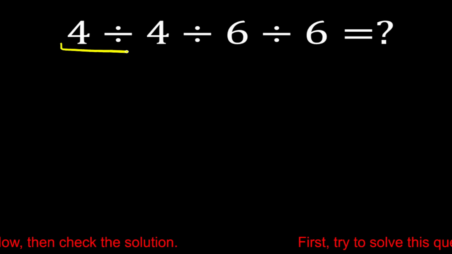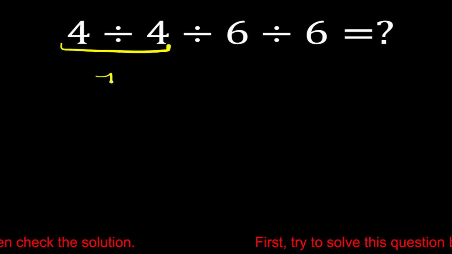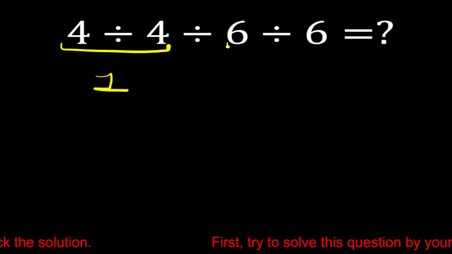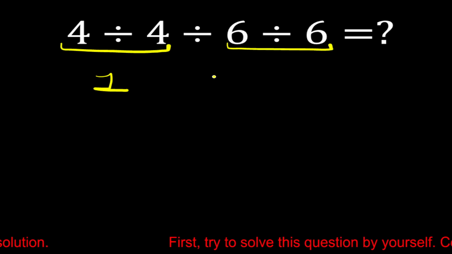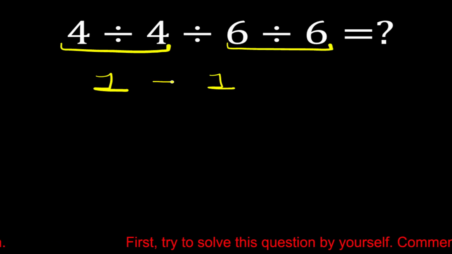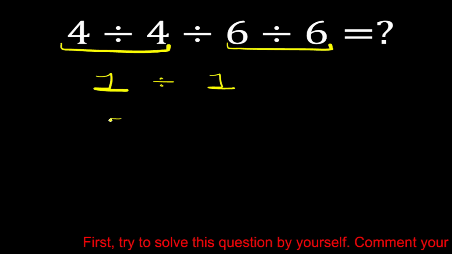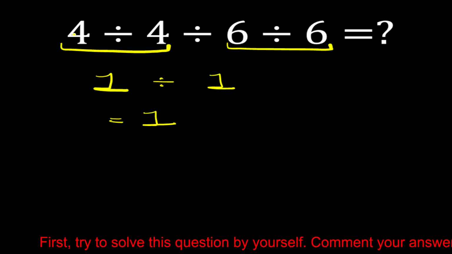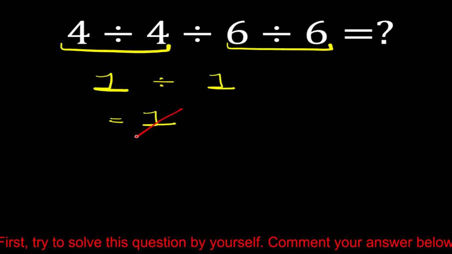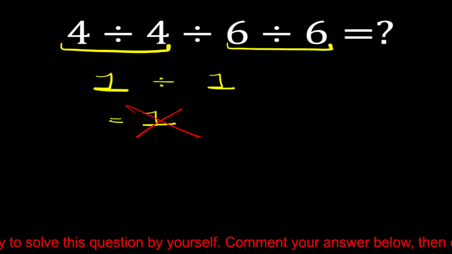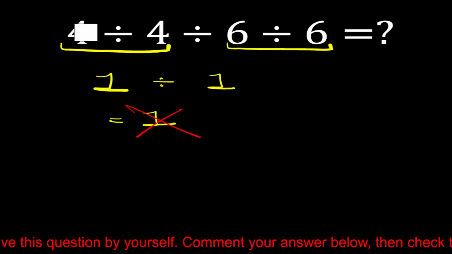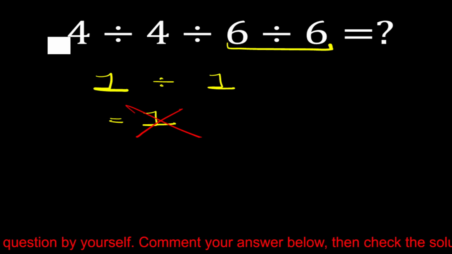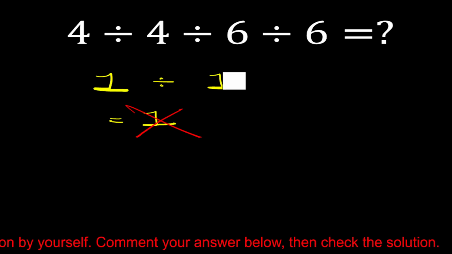So 4 divided by 4 is equal to 1 and 6 divided by 6 is also equal to 1. Now 1 divided by 1 is equal to 1. But this answer is not correct. This answer is wrong. Okay. Now let's solve this problem correctly by using the PEMDAS rule.